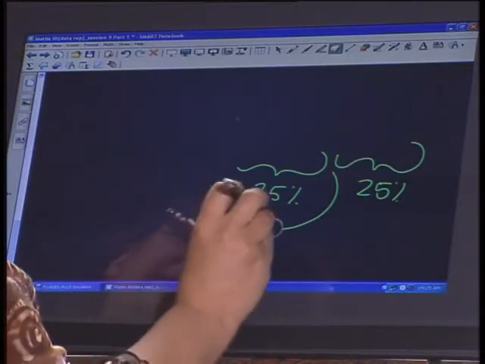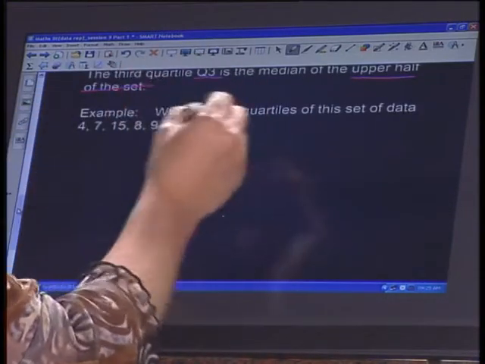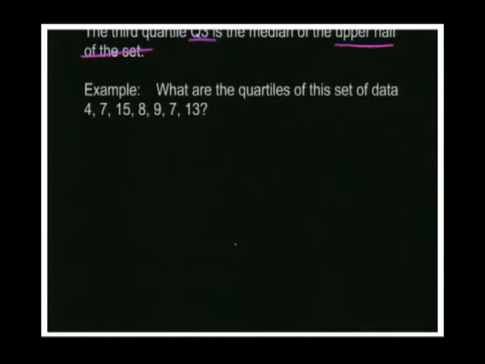And we remember that information when we do the calculations. Right, let's go up and see what our calculations were. What are the quartiles of this set of data? Same set of data. We've been lucky so far that we've been dealing with the same set. So the first thing I need to do is get them into order.